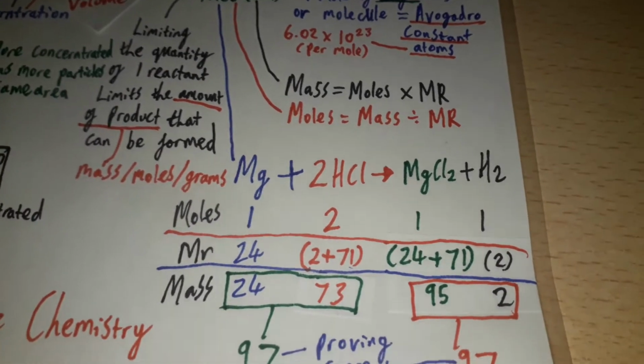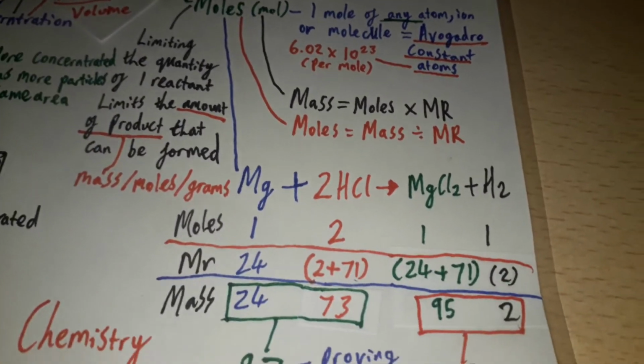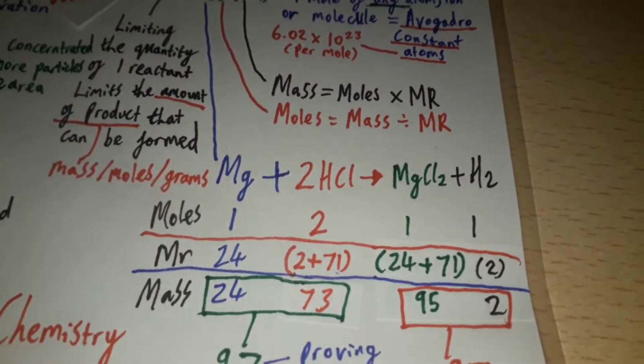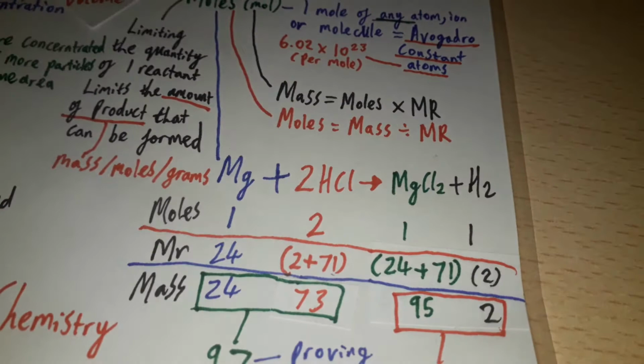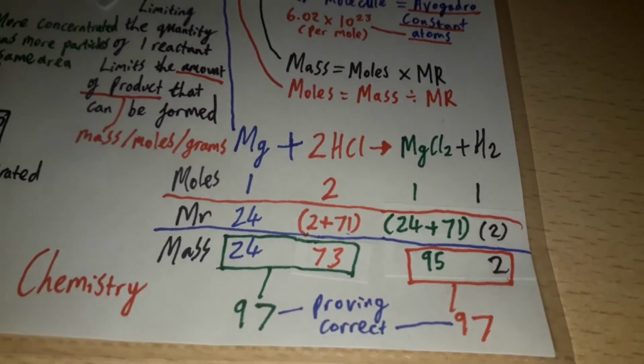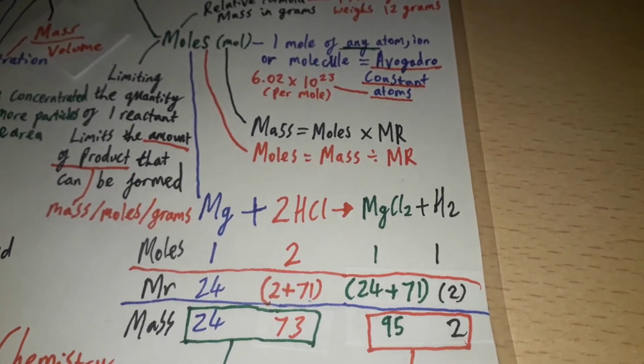Thing is, if we want to find the mass, we've seen earlier, mass equals moles times MR. So we just times these two together to figure out the mass. And this could be like a full question. So yeah, it's kind of useful. So we times those two together, 24 times those. Yeah, those are all obvious.